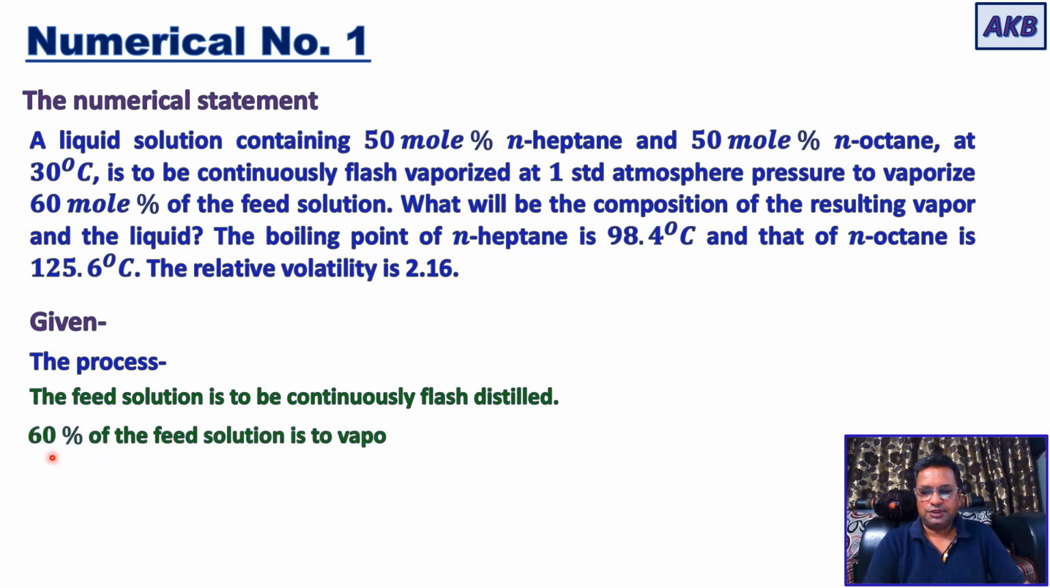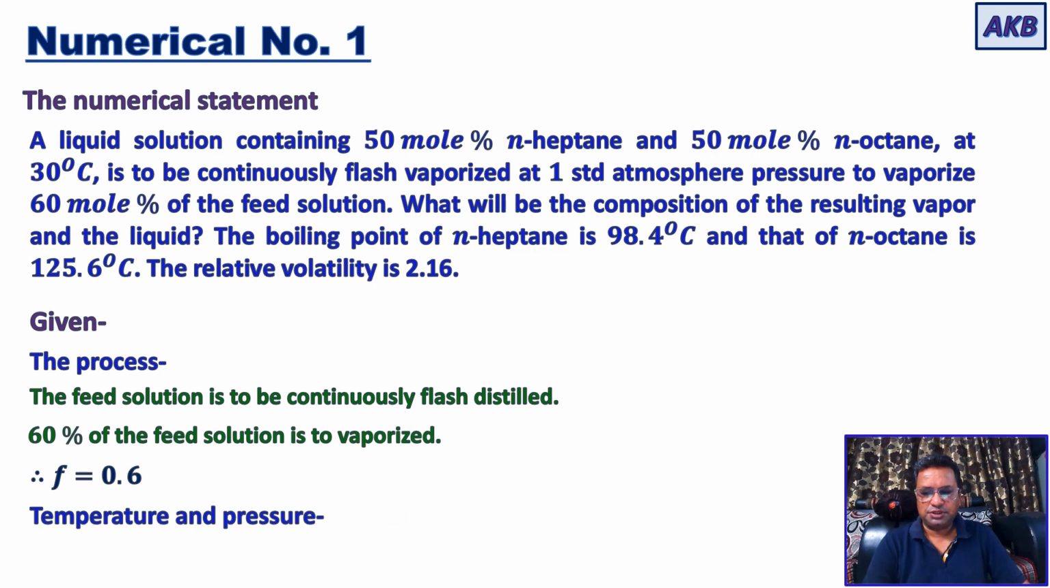Then how is it to be carried out? It is to be carried out in such a way that 60% of the feed solution gets vaporized. So the fraction of the original feed that gets vaporized is known to us. Again the percentage is converted to fraction by dividing by 100. Therefore f is equal to 0.6. So small f that we need in our calculation is given to us, it is 0.6.